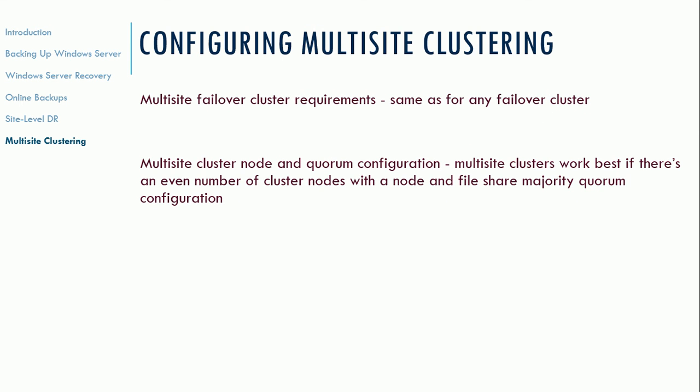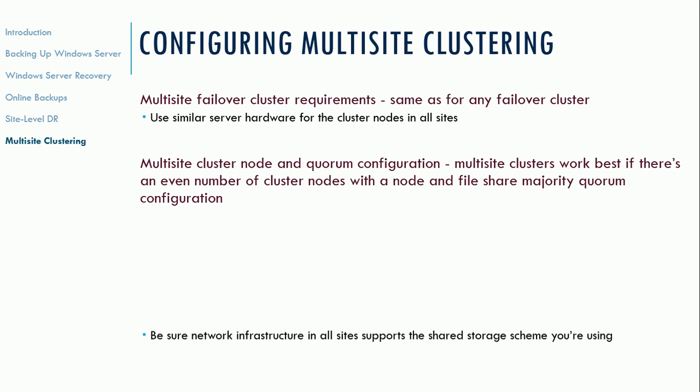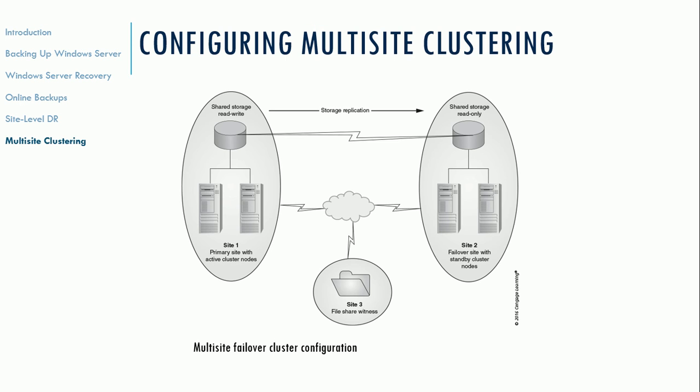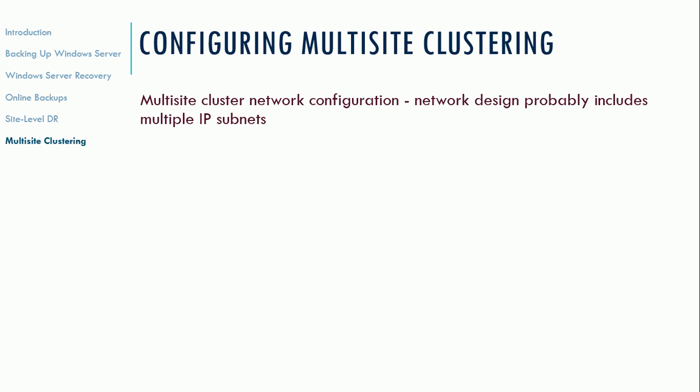So multi-site failover cluster requirements are the same as for any other failover cluster. They have to have similar hardware in the cluster nodes at all sites. You have to be sure the network infrastructure supports the shared storage scheme that you're going to use, because you have to have shared storage between these different nodes. So for the multi-site cluster node and quorum configuration, multi-site clusters work best if there's an even number of cluster nodes with a node and file share majority quorum configuration, which we've talked about in the previous unit. So the file share should be in a neutral site, right? So here's our file share that's in a neutral site between our two locations. So we can do site level clustering between these two locations.